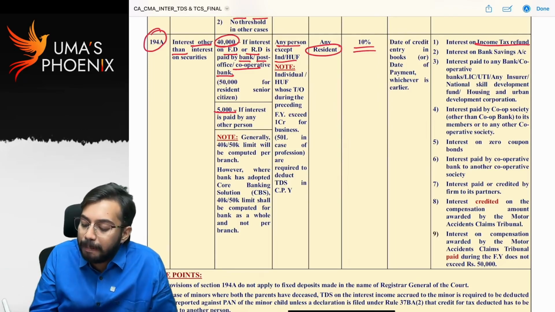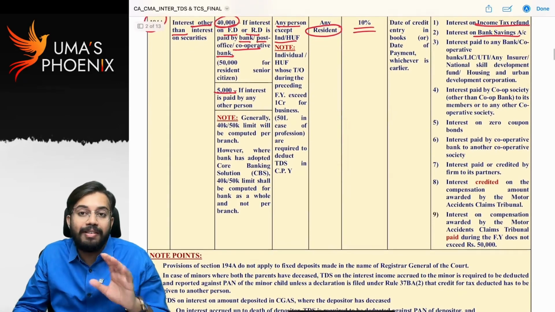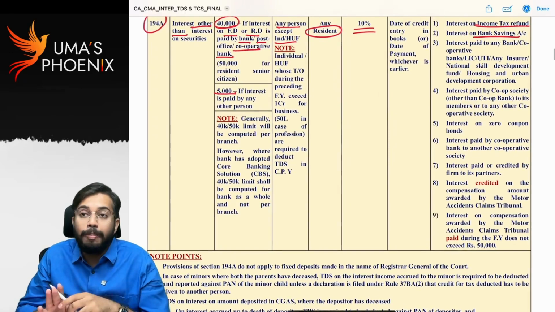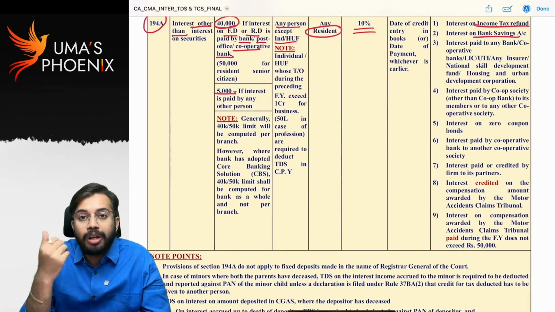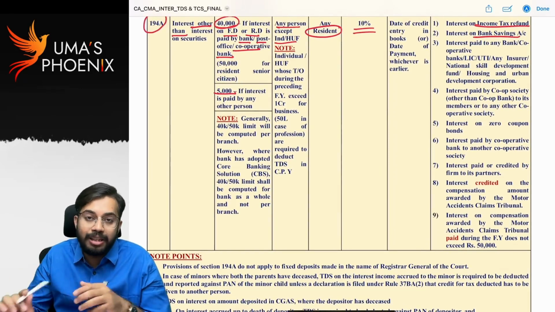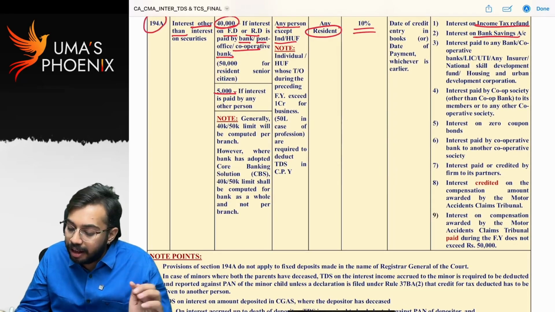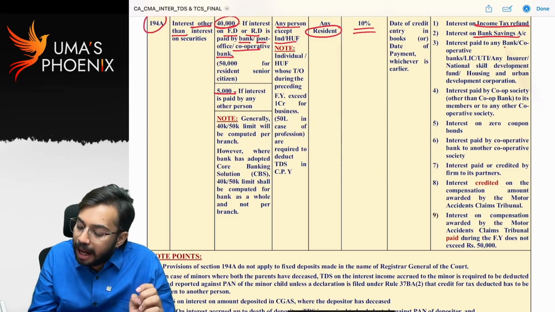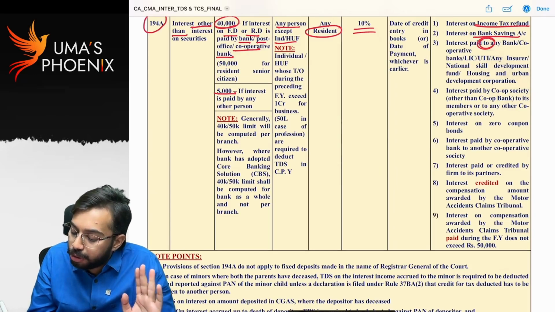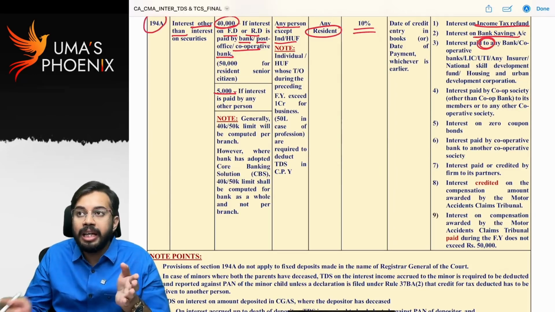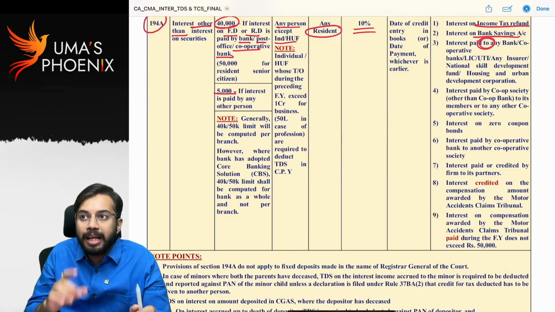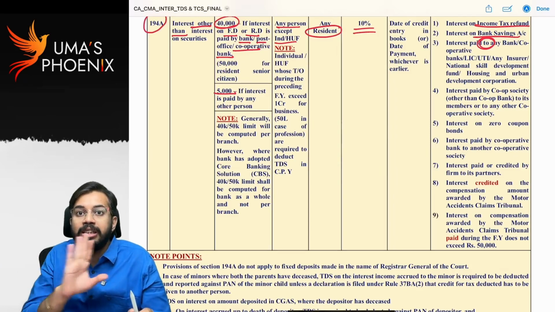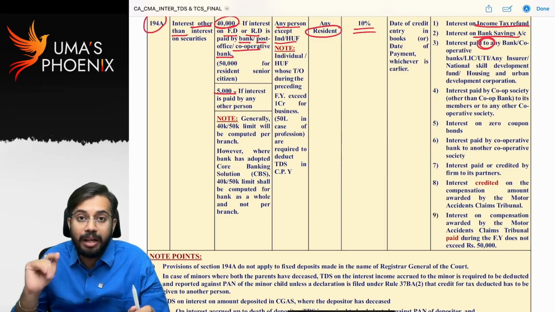So whenever income tax department is paying interest on income tax refund, it is not required to deduct TDS. Interest on bank savings account. If any interest is received on bank savings account, I deposited 50 lakhs, I received interest of 5 lakhs, no TDS. When interest is received on savings account, TDS will not be deducted. Interest paid by any bank or cooperative banks: in between banks also there will be deposits, right? So when one bank pays interest to another bank, on such interest TDS is not required to be deducted.